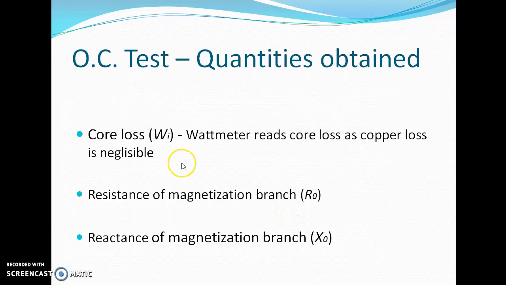Now, what quantities can be calculated from this OC test? First, we get the core loss. The wattmeter in the OC test reads core loss, so the copper loss is negligible because the current is only magnetization current, which is about 5 to 10% of the full load current, and therefore at this much smaller current, the copper losses can be neglected, and therefore the whole wattmeter reading can be taken as core loss Wi. We can calculate from this test the resistance of the magnetizing branch R0 and the reactance of the magnetizing branch X0.